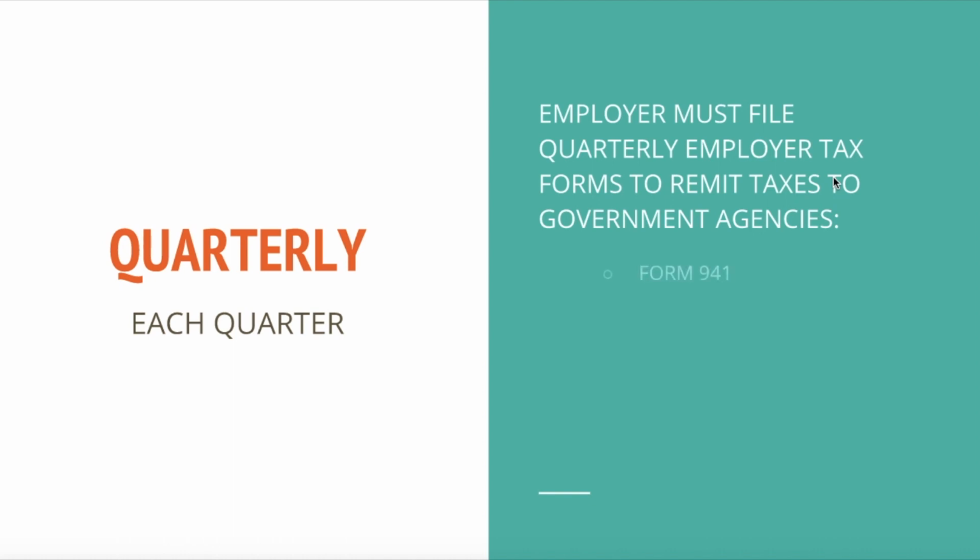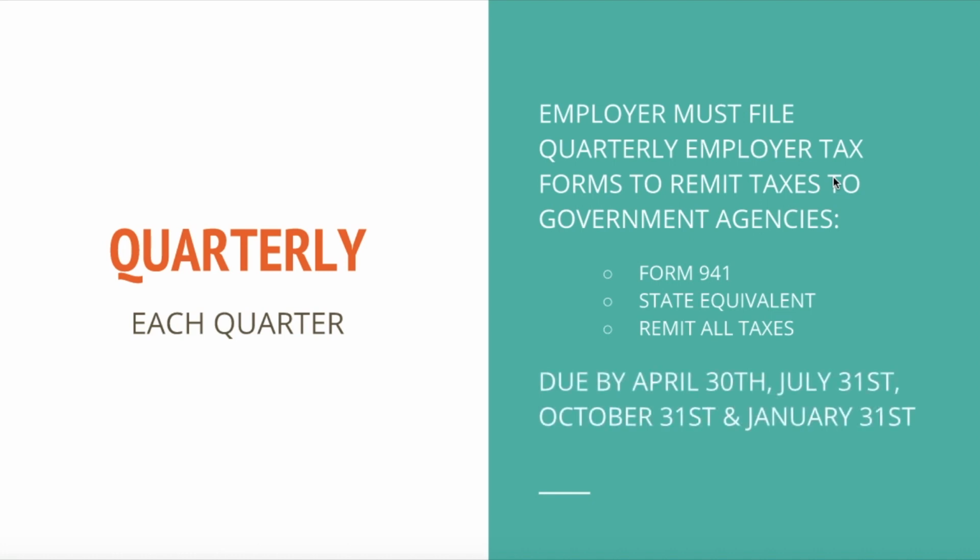So when you send these taxes, you do so with Form 941, and there's a state equivalent as well, and all the taxes are sent by the due date, which is the 30th of the following month ending the quarters, and the quarters start in January.